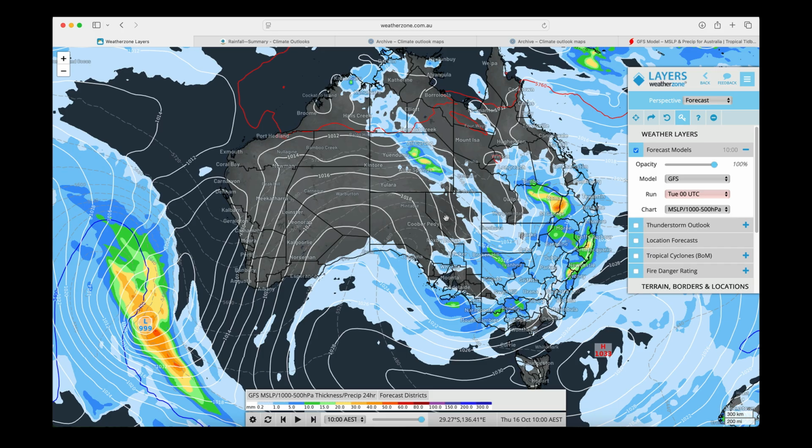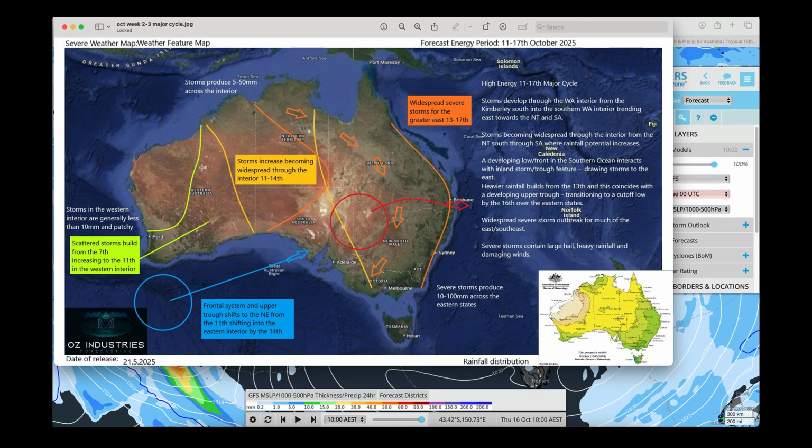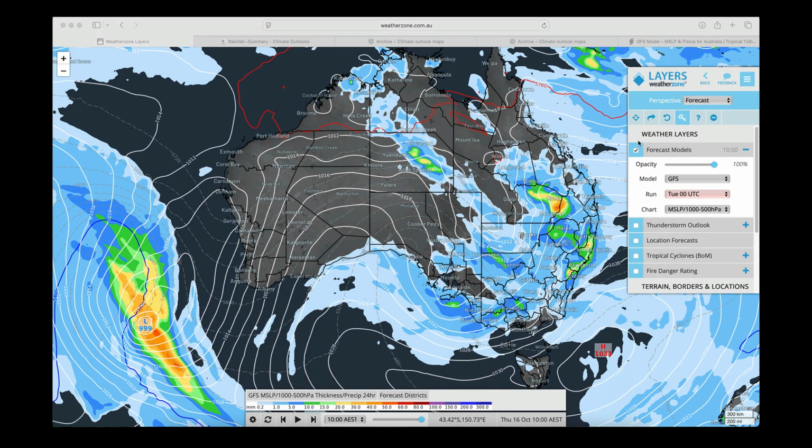So there's the upper trough, there's the low pressure system in through the Channel Country, and those storms come in through the Northern Territory, in through Queensland, parts of New South Wales, and even to Victoria and South Australia. So this is essentially what we're looking for to some extent. So the storms will build through Western Australia, the Northern Territory, and then they'll become transient and move to the east, and that's sort of what this model run simulates.